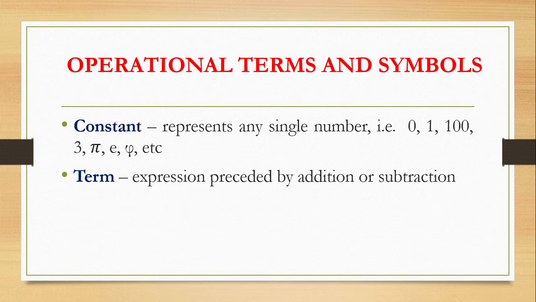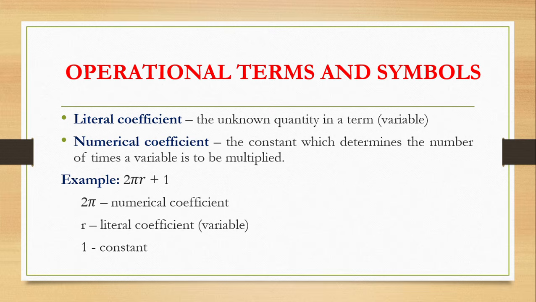The constant represents any single number, so 0, 1, 100, 3, pi, etc. So we have the term, an expression preceded by addition or subtraction. While the literal coefficient is the unknown quantity in terms of variable. But the numerical coefficient is the constant which determines the number of times a variable is to be multiplied. For example, we have 2 pi r plus 1. We know that 2 pi is our numerical coefficient, and r is the literal coefficient, which is the variable, and then 1 is the constant.